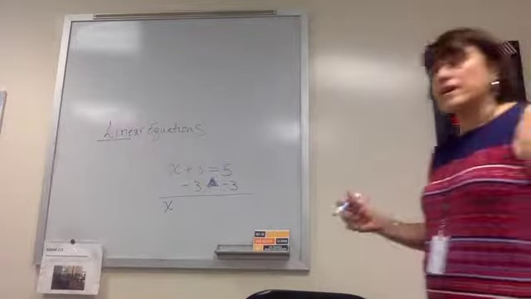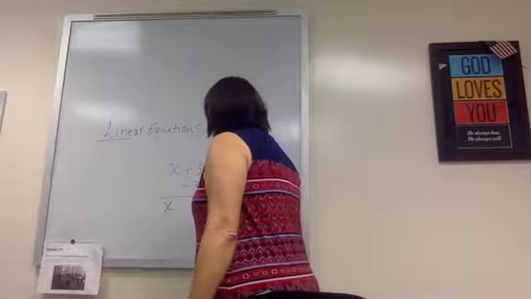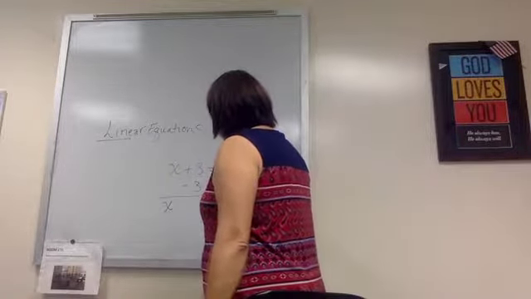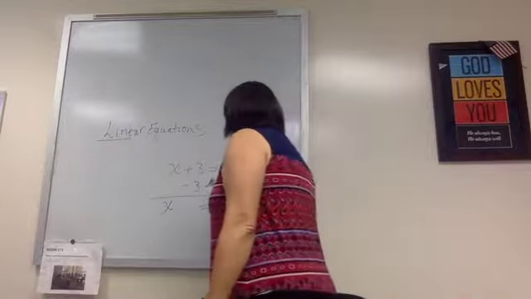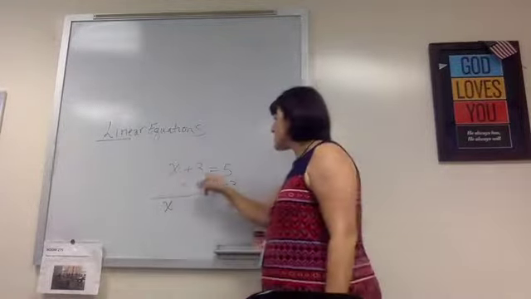That combines into 0. That's good. I bring down my equal sign, and now I'm going to combine 5 and negative 3. What do I get when I do that? 2. Now, you could have used mental math and said, what plus 3 equals 5?